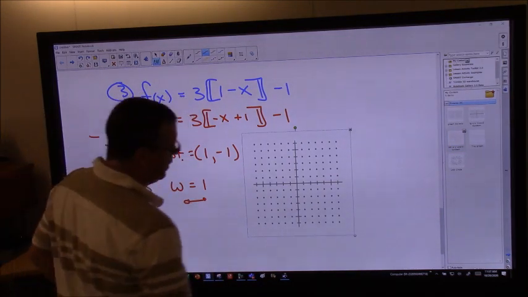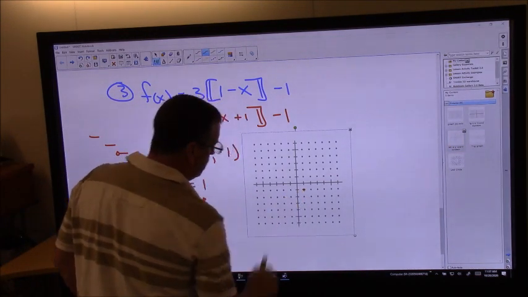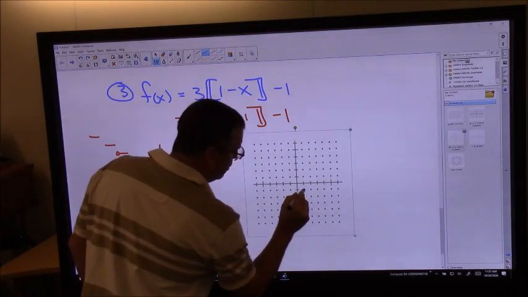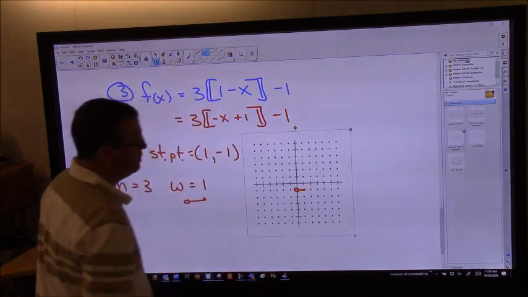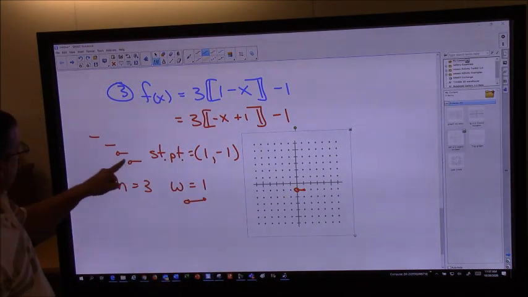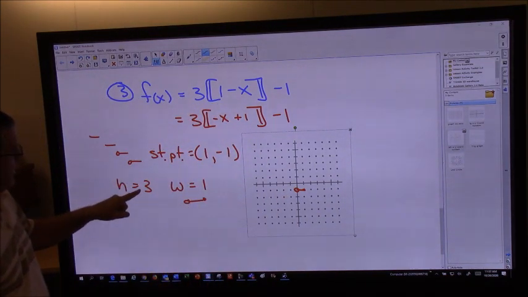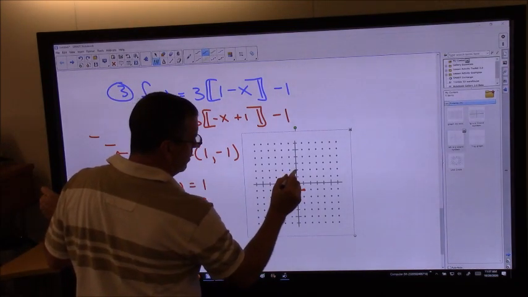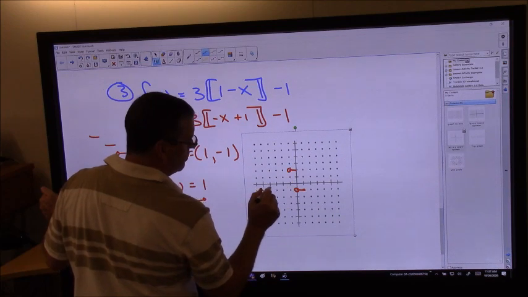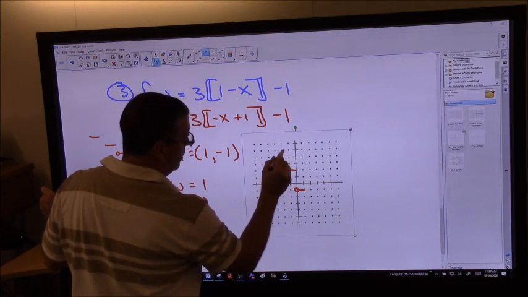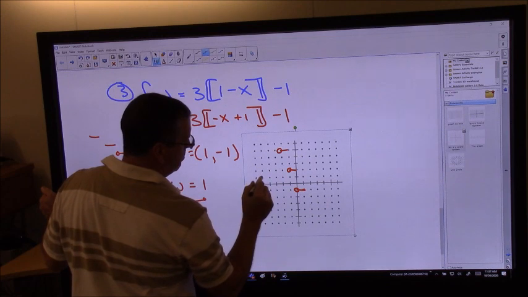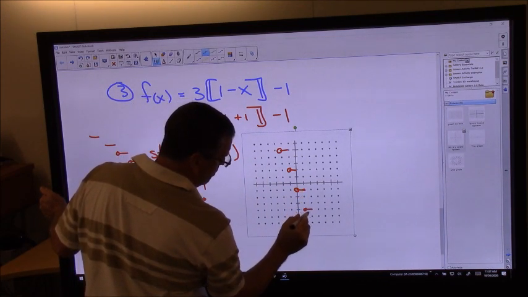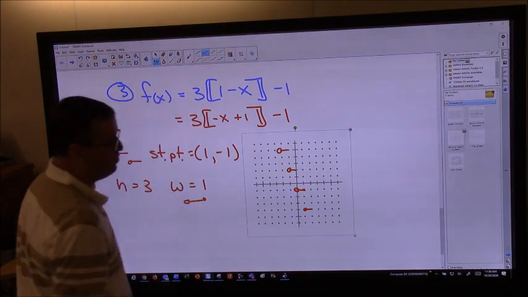Alright, so 1 comma -1. There's my starting point. I'm going to go to the left 1 unit and then draw my open circle. Steps need to look like this, and so my height is going to be 3 units. So I have to go up 1, 2, 3, and now I draw my next step. 1, 2, 3, now I draw my next step. Okay, that got a little too big. If I go down 3 here, and then the next one's going to go off the grid.